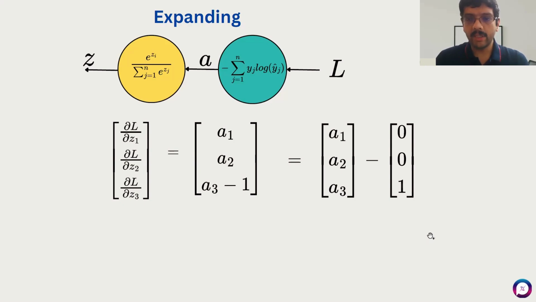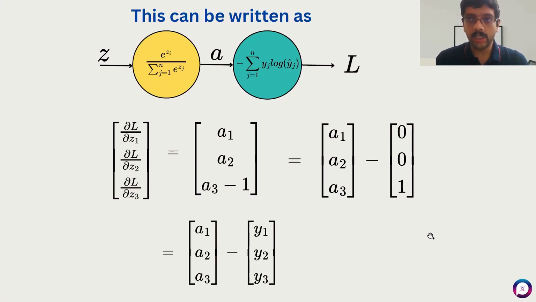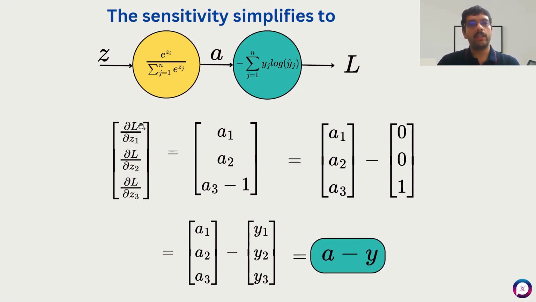So what we have actually, and this is what you'd get when you derive it, and I'll add a link to the derivation, is A1, A2, A3 minus Y1, Y2, Y3, which is the elements of the label, right? Which is what this is. And so in a more general way, the sensitivity of the loss with respect to Z is basically just A minus Y. A is the output of the softmax, which is the probabilities predicted, minus Y, which is the one-hot encoding of the labels, or rather just the labels.